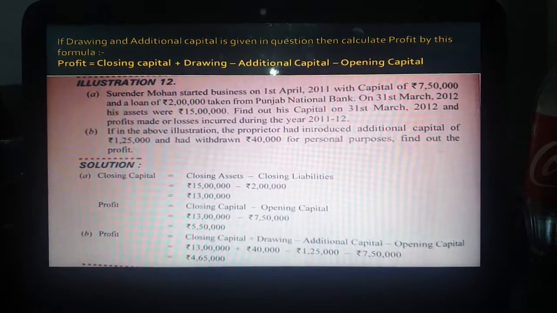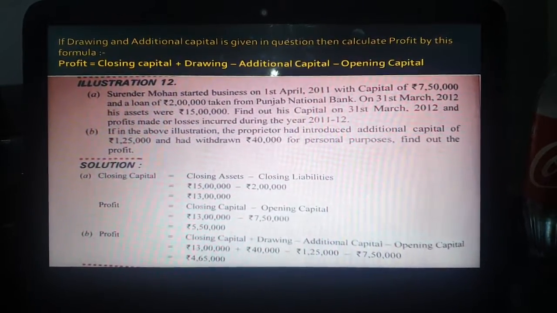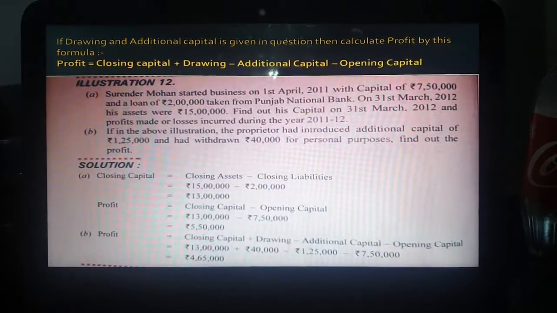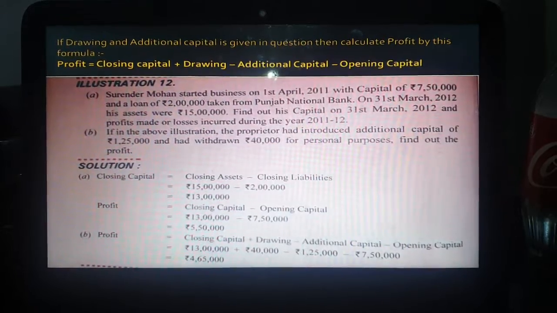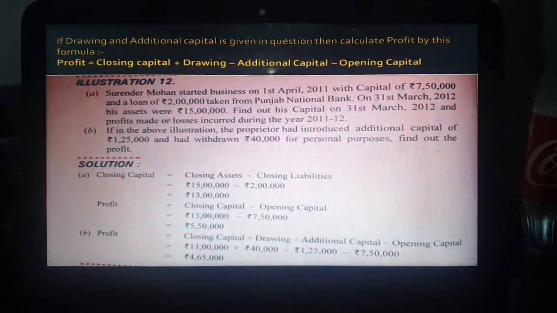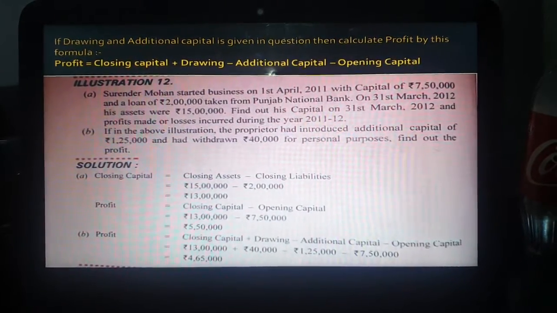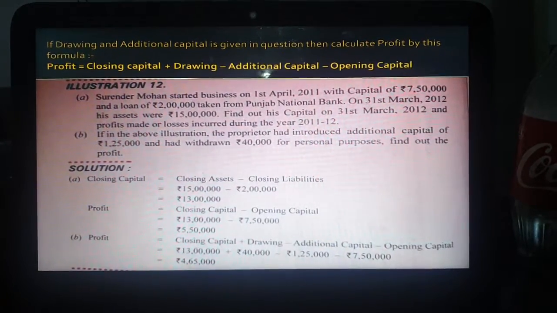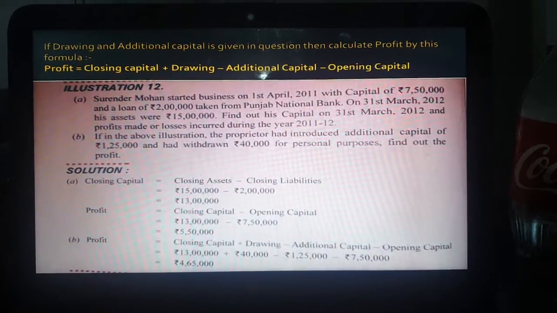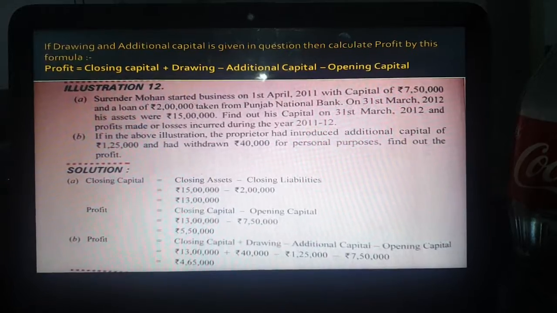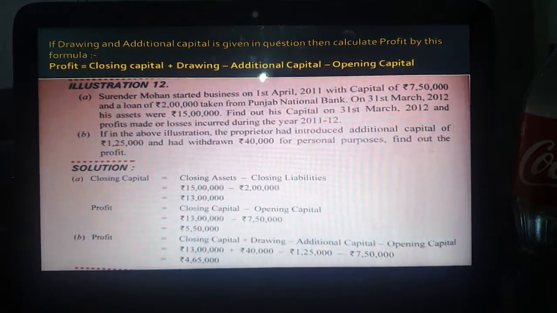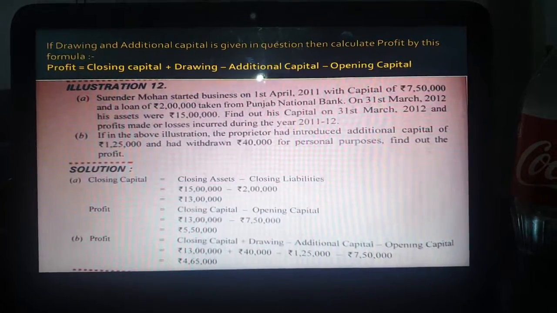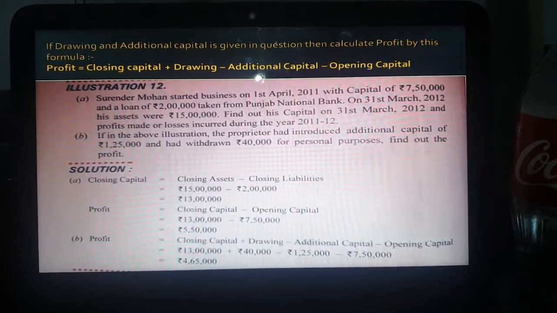So from both points A and B, in case A the profit formula is simple, closing capital minus opening capital, because no information of drawing and additional capital is given. But if the information of drawing and additional capital is given, then you have to use the second formula given in point B. So this is all about how to calculate profit by the use of closing capital and opening capital and by some other additional information.